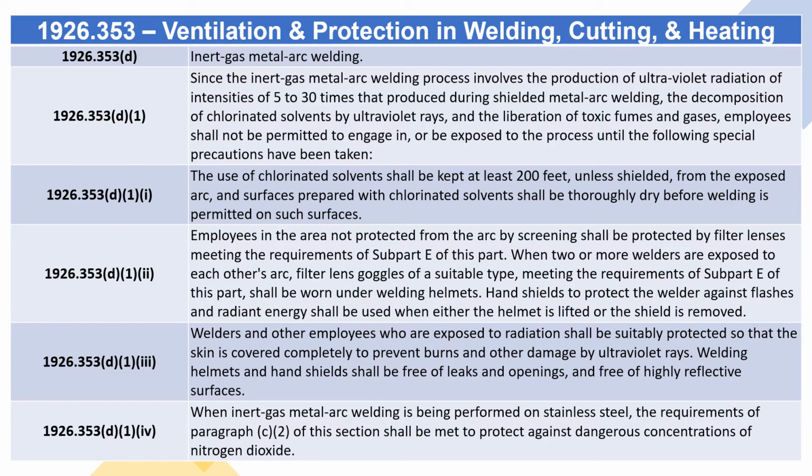D. Inert gas metal arc welding. D.1. Since the inert gas metal arc welding process involves the production of ultraviolet radiation of intensities of 5 to 30 times that produced during shielded metal arc welding, the decomposition of chlorinated solvents by ultraviolet rays, and the liberation of toxic fumes and gases, employees shall not be permitted to engage in or be exposed to the process until the following special precautions have been taken.